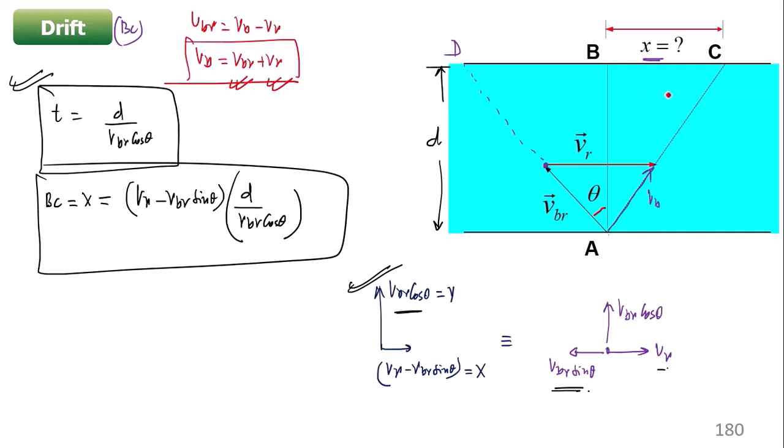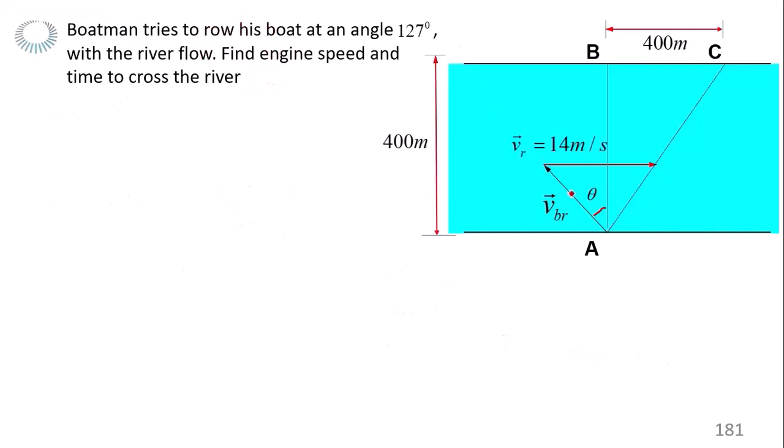Now, you are trying to row the boat towards D. Because of the river flow, you are moving towards point C. Because of that, the drift becomes large.